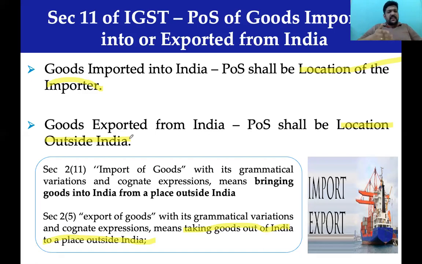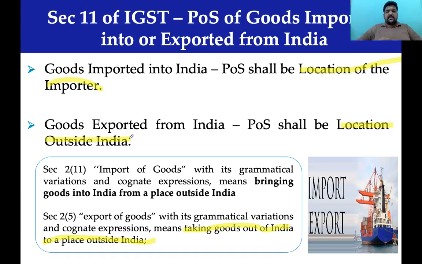Or in other words, section 7, subsection 2 of the IGST Act came out and highlighted that in case of import of goods, the supply will be interstate supply. The nature of supply will be interstate supply. Now my fundamental question is, why does section 11, this topic, then become important?